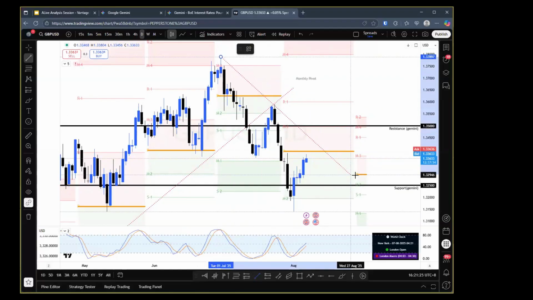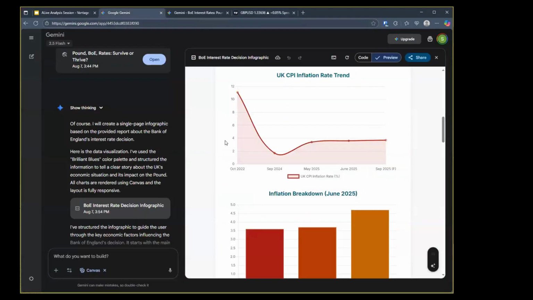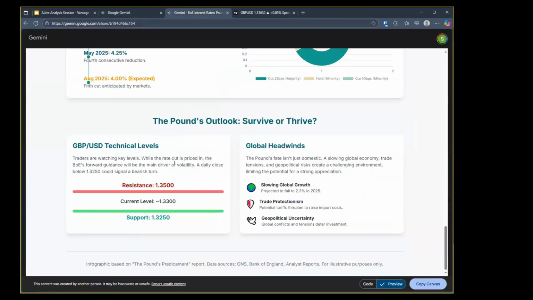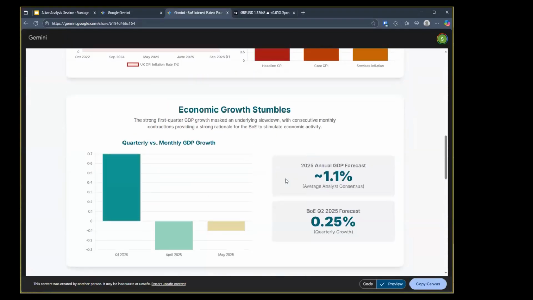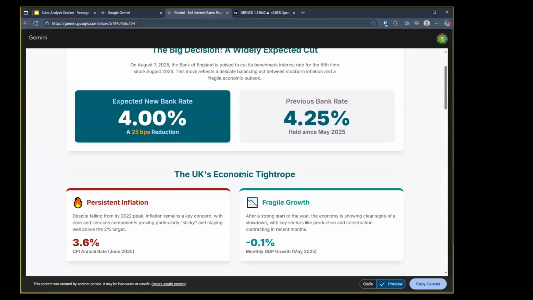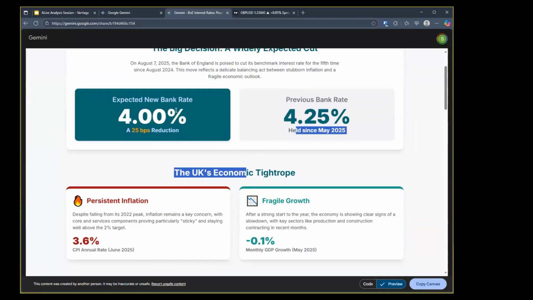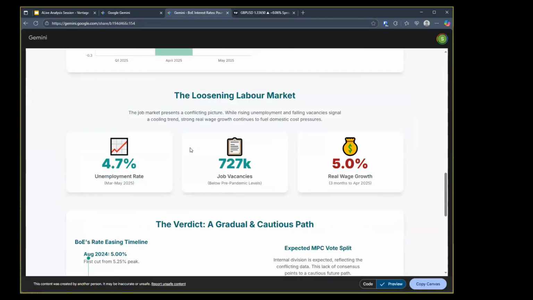Okay, and again, back to Gemini. It did not give us a clear indication, but overall, if you infer from this, and if they are reducing the interest rates also, that will actually cause the pound to depreciate against the dollar.